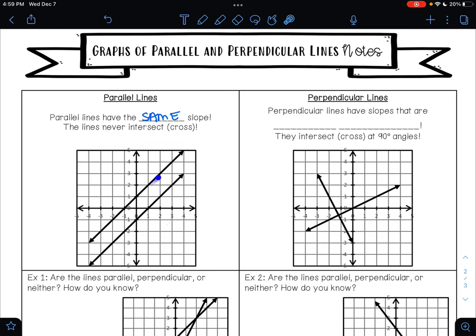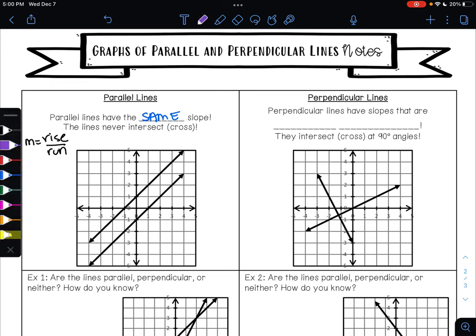So I'm going to begin by looking at this line right here and finding the slope. To find the slope, I'm going to use rise over run. And so if I look at this first line, I'm going to pick 2 points. I'm going to pick this point right here, and this point right here. So I go up 1 over 1. So the slope of this line is 1 over 1, which is 1.